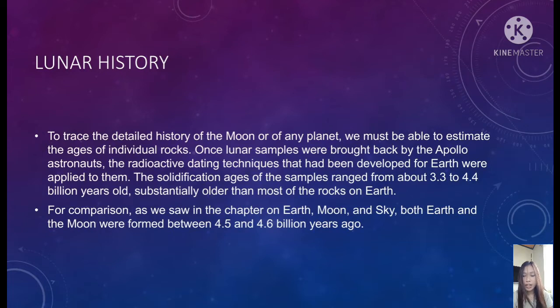For comparison, as we saw in the chapter on Earth, moon, and sky, both Earth and the moon were formed between 4.5 and 4.6 billion years ago.